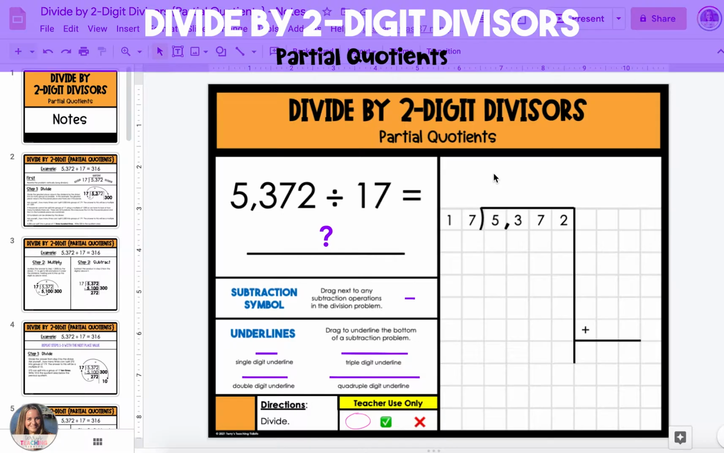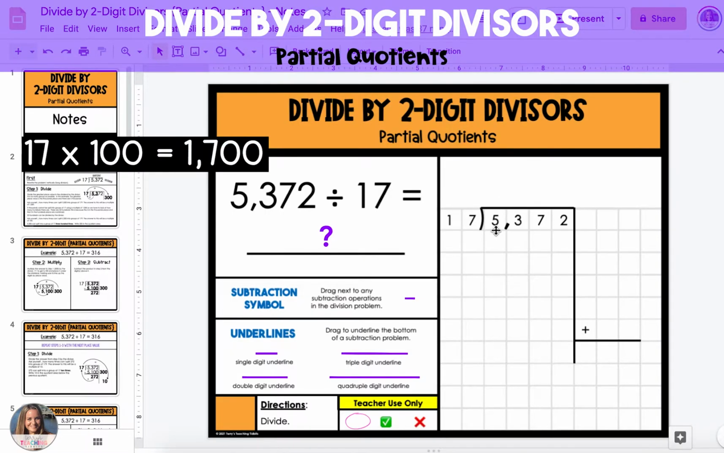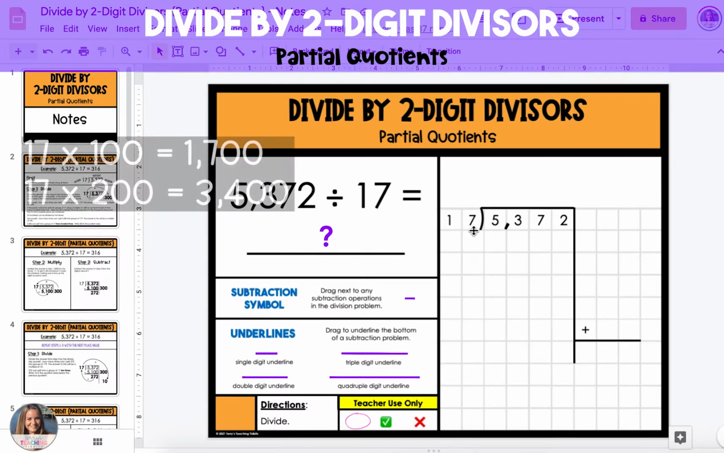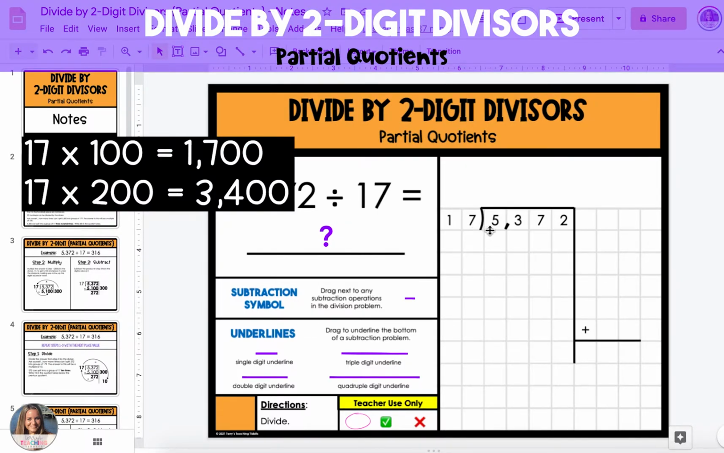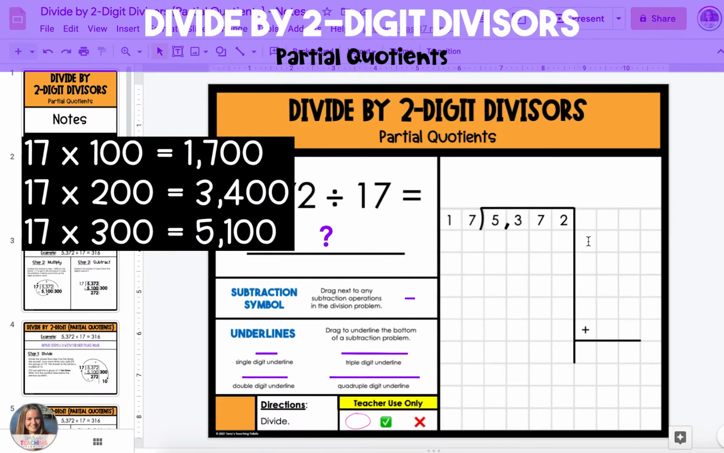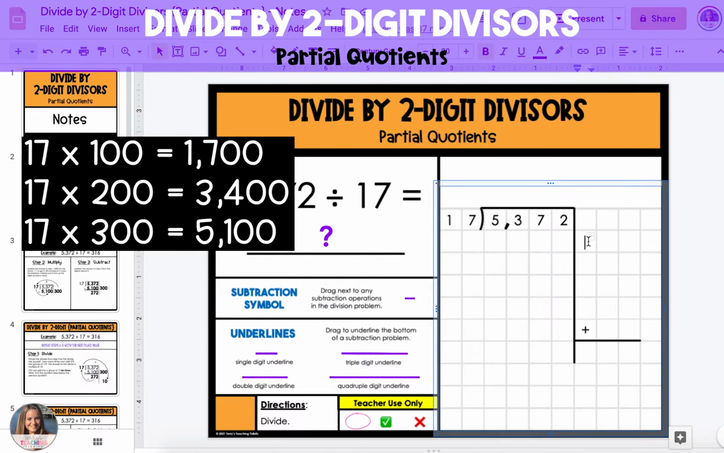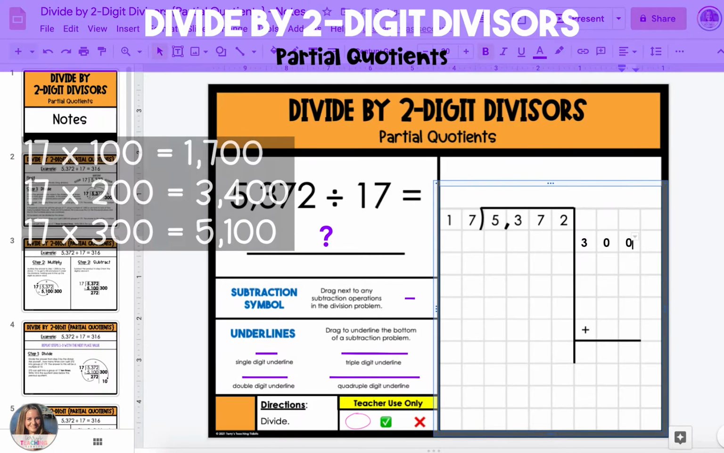However, if we use the number 1,000, when we multiply 1,000 times 17, we get 17,000. So 1,000 is too big. We're going to have to divide 5,372 by 17 in multiples of 100. If we use 100, when we multiply 100 times 17, we'll only get 1,700, but we need to get as close to 5,372 as possible. 200 will only get us to 3,400, but if we divide by 17 300 times, we will have 5,100. So 5,372 can divide by 17 300 times.